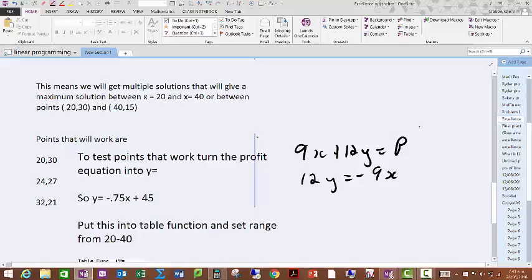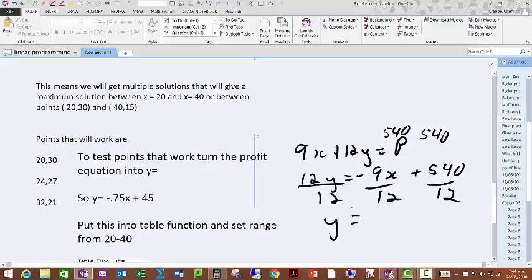So the maximum profit for those 2 points, 20 and 30, and 40 and 15, I think it was 540. So we're actually going to make p 540 in the equation. We're not going to just leave it as p. So we get negative 9x plus 540, and then we're going to divide by 12, and we're going to get y equals negative 3/4 x, and most of you put it as a decimal, which is fine. And when we divide 540 by 12, we get 45.